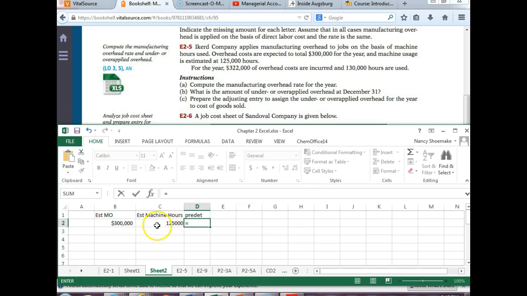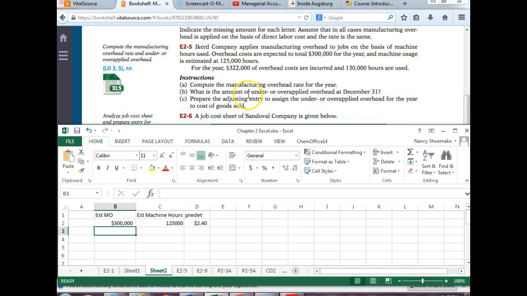Would equal this divided by machine hours, or $2 per machine hour? No, I'm wrong. It should be 240. So our predetermined overhead should be 240 per machine hour, right?